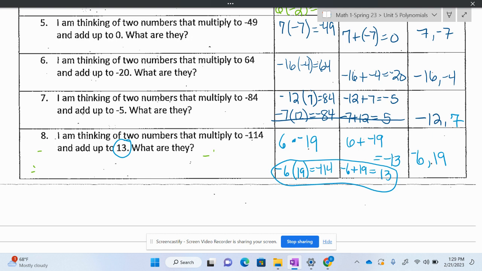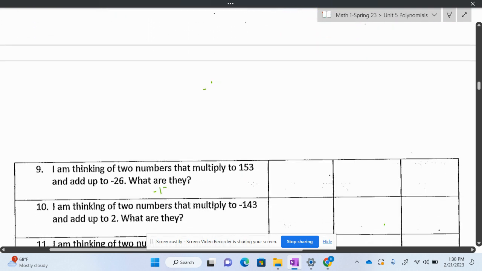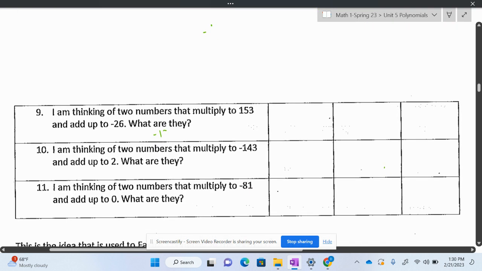So those of you that aren't using your calculator like I've asked and you don't really understand what's going on, this is not going to help you. Okay? All right, Eli, you're up next.